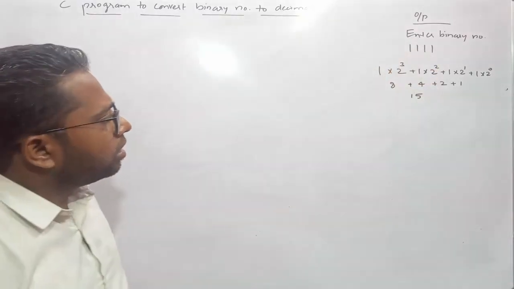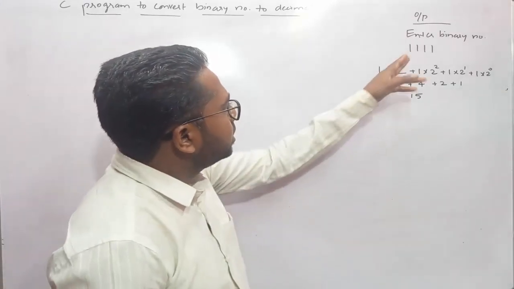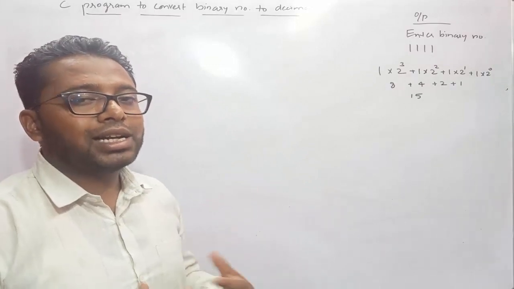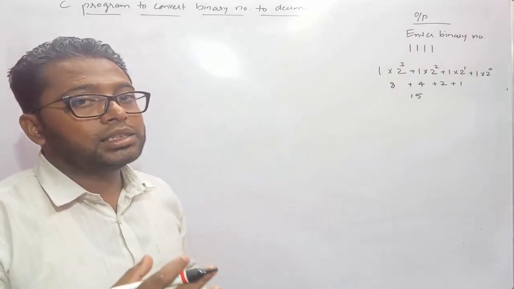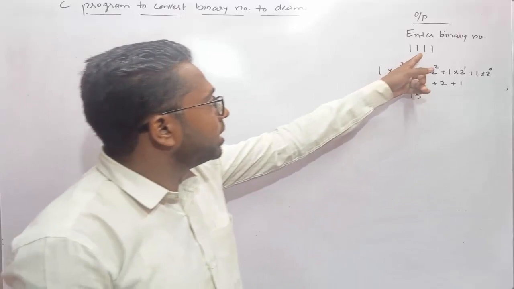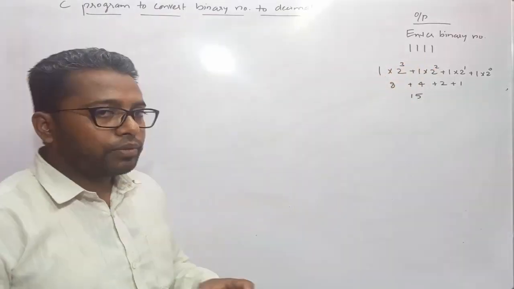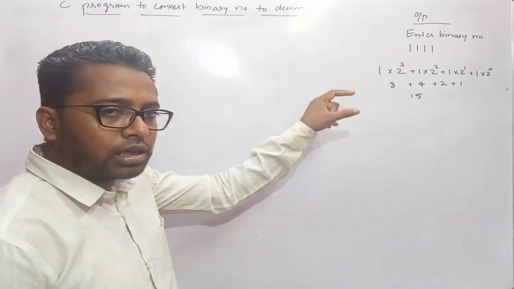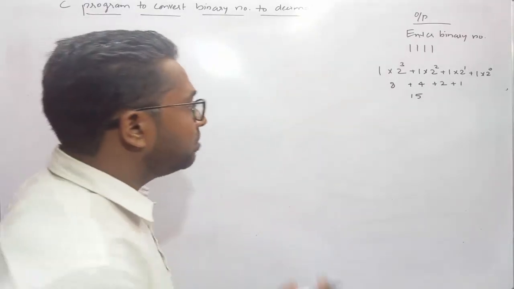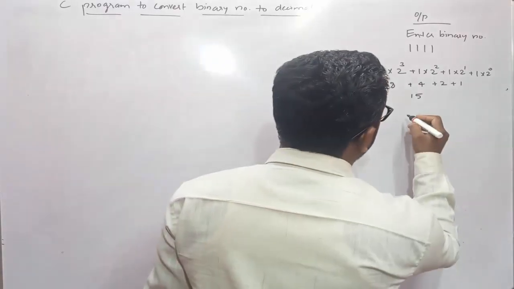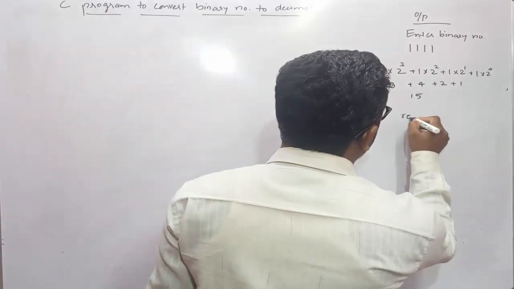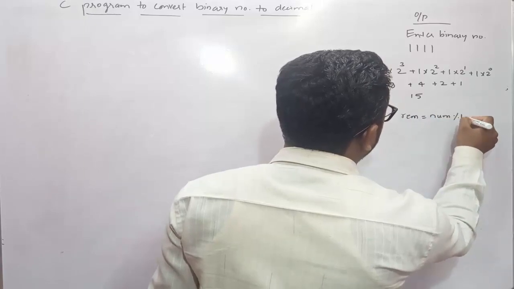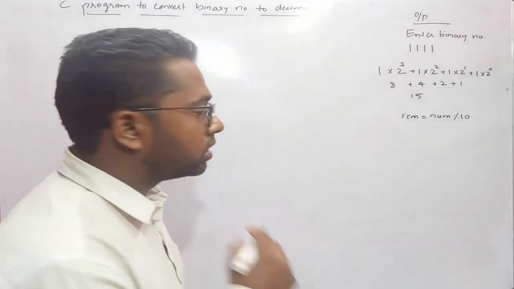So this is the decimal equivalent of this binary number 1111. Now I have easily converted this binary number into a decimal number, but how can I set the logic to write a C program which will convert this binary number into a decimal number? If you want to convert a binary number into a decimal number using this method, there are 4 steps. Let me first write down those 4 steps. Remainder equals num mod 10. This is the first step.